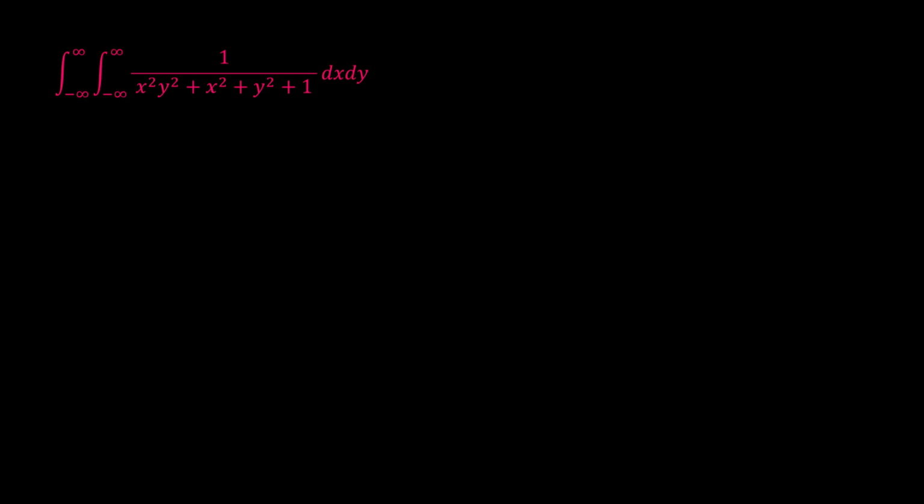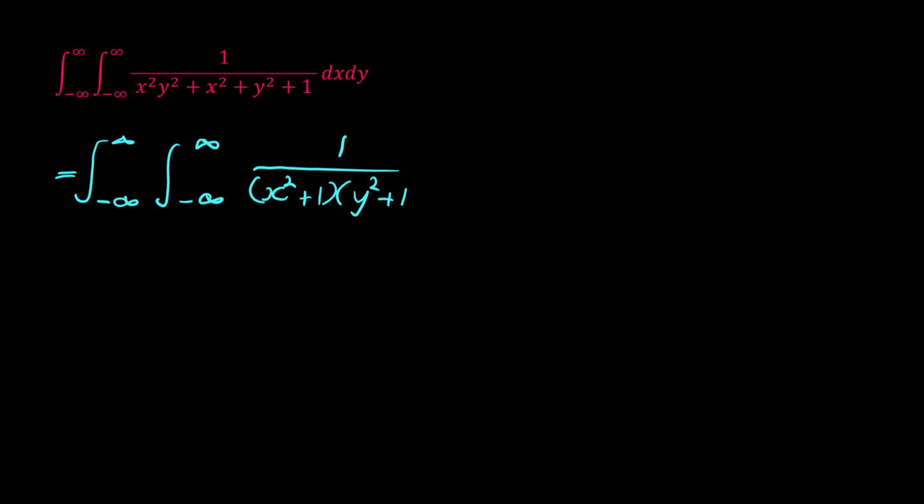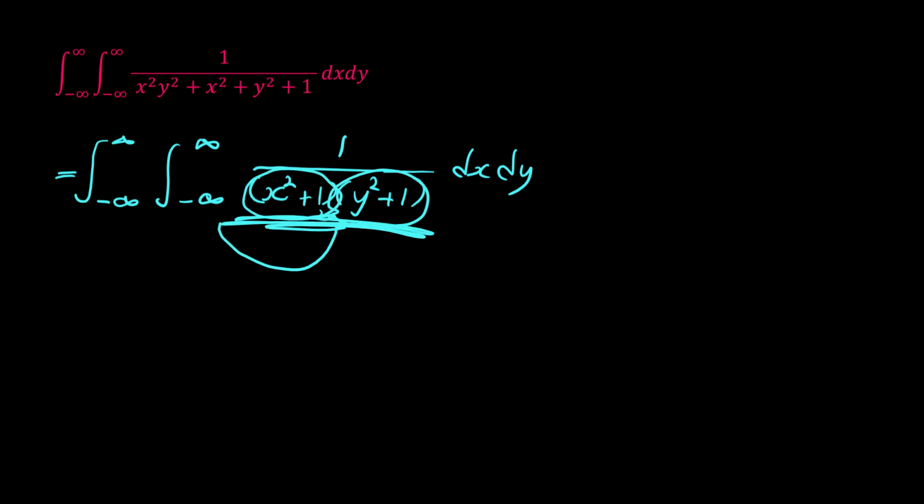But the easier way for finding this integral is to write this in the form of -infinity to infinity, -infinity to infinity. If you pay attention, the expression in the denominator can be factored in the form of x squared plus 1 times y squared plus 1 dx dy. If you multiply this bracket by this bracket, simply you can see that it gives you exactly this expression. So for finding this double integral, first we factor the denominator and we write it in the form of 1 over x squared plus 1 times y squared plus 1.